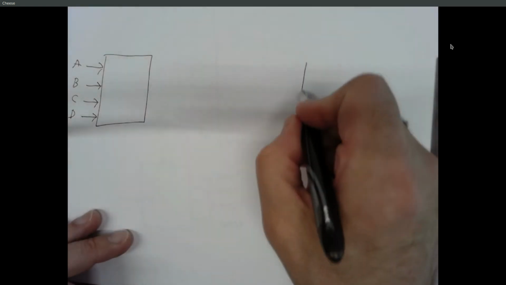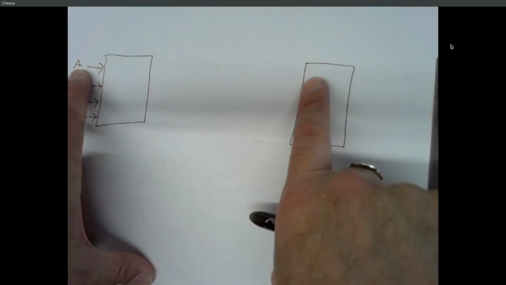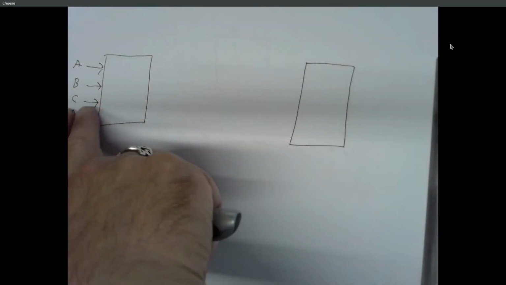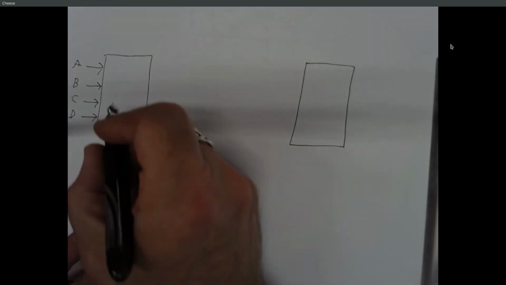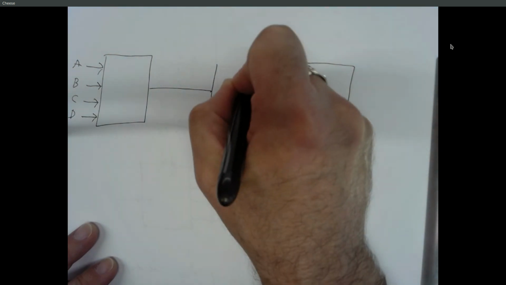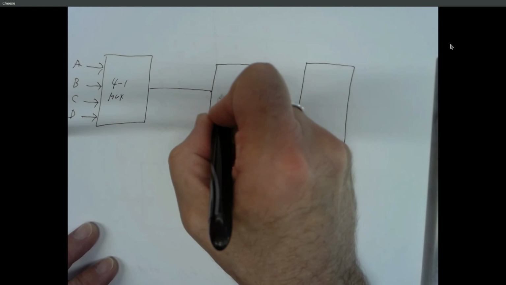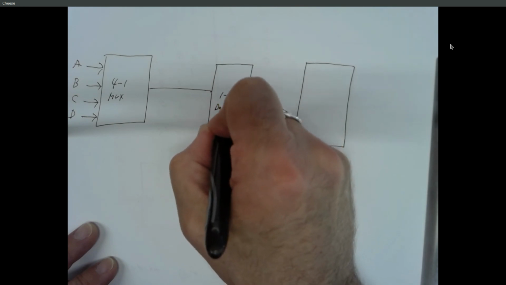So over here is the computer sitting in your house, and based on the information it's going to do something, right? Well, one option is to just run a wire from A over to my computer, B over to my computer, C, D, and so on. But if we have a multiplexer on this end, and a demultiplexer on this end, so let's say this is a 4-to-1 mux, and this is a 1-to-4 demux.